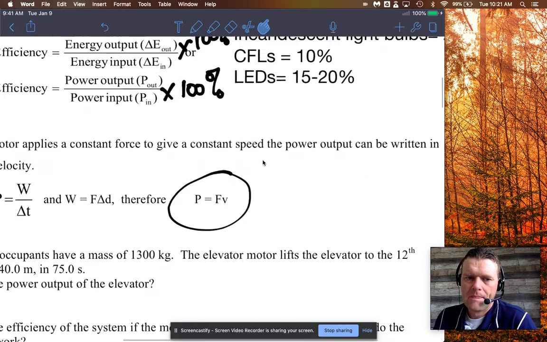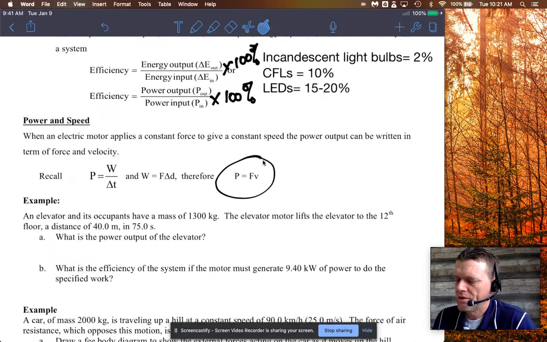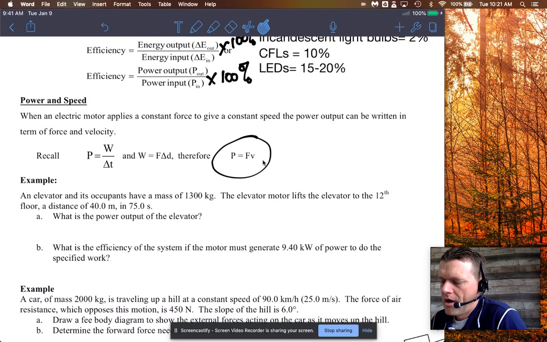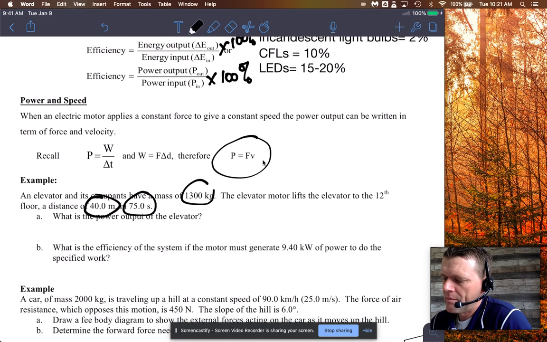So power can be calculated by force times distance. Here we have an elevator, and it's moving its occupants, 1,300 kilograms. It moves everything to the 12th floor. That's a distance of 40 meters, and it does that in 75 seconds. So we've got those three numbers. Then it wants the power output.